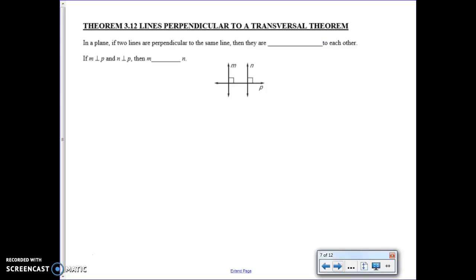Okay, this one's a little different. This is the lines perpendicular to a transversal theorem. They sound similar, but they're different. It says in a plane, if two lines are perpendicular to the same line, then they will be parallel to each other. So in the previous one, we started with one parallel and one perpendicular. In this one, we're saying if M is perpendicular to P and N is perpendicular to P, then we know that M has to be parallel to N.